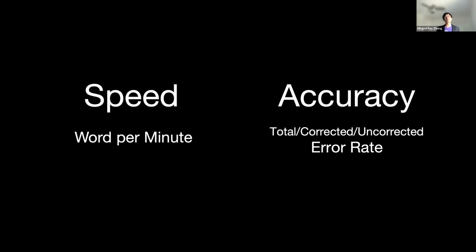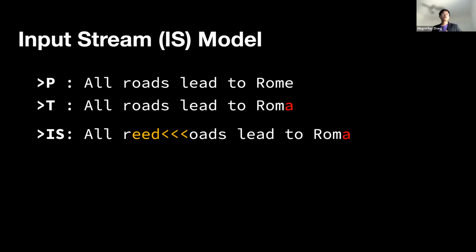And in general, we use speed and accuracy as a basic evaluation metric for text input systems. While the speed is straightforward, the errors are a bit complicated to measure because there are multiple definitions. So to gain an accurate representation of the typing procedure, traditionally researchers use the input stream model to represent the typing process. The model will keep track of what is modified at the end of the text.